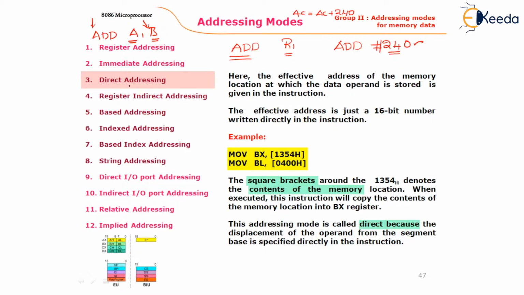But when it comes to the direct addressing mode, one of the operands will be specified by the direct address. In this case, MOV BX comma 1354h. BX, you know, is the B register. To the B register, the contents at address 1354 will get transferred. H is hexadecimal. 1354 has an equivalent binary value, which is just an address, going to which we'll be able to find the operand. That operand will get transferred to the B register. Similarly, BL comma 0400H: the value at 0400 will get transferred to the lower byte of the B register.